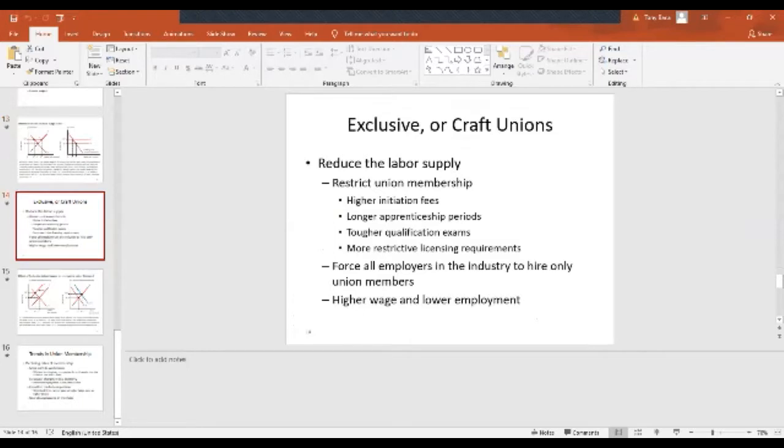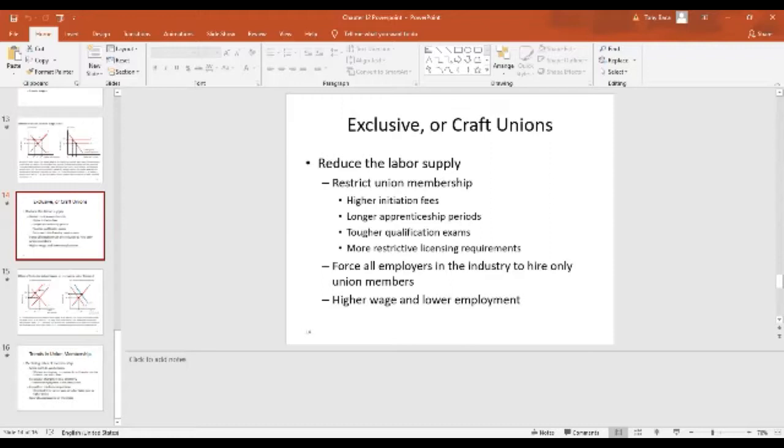Okay, so let's switch gears now and talk about craft unions. Craft unions are going to be the type of union that includes people of a certain skill set, like carpenters, steel workers, right? Those are going to be your craft union people. Craft unions go about increasing wages a totally different way. Because they don't have so much control over entire industries, they have to take a different approach.